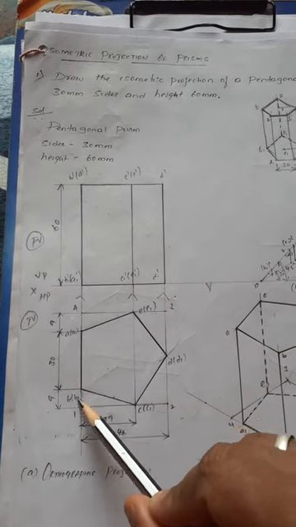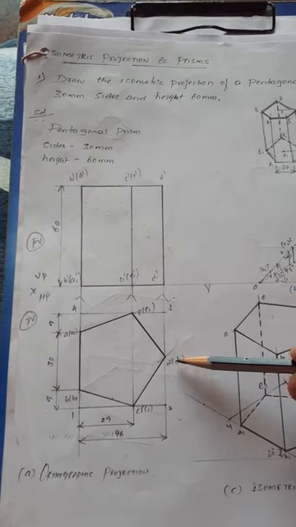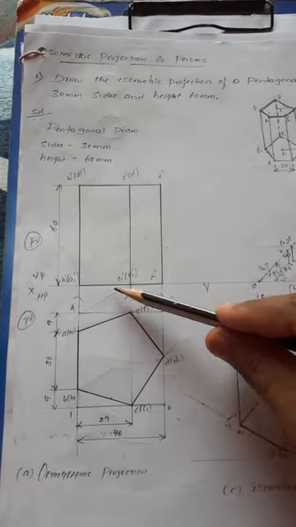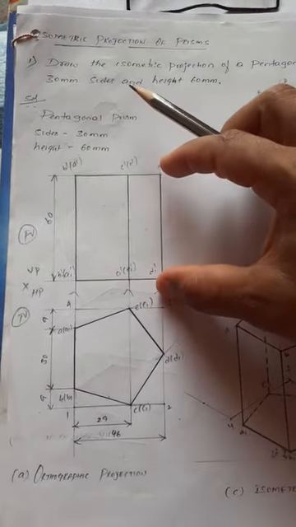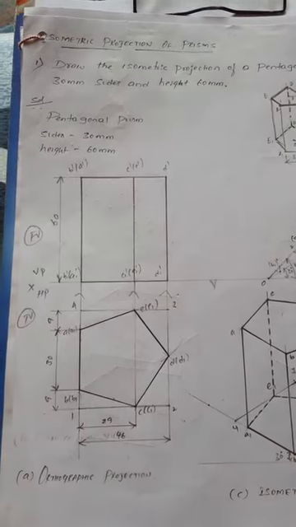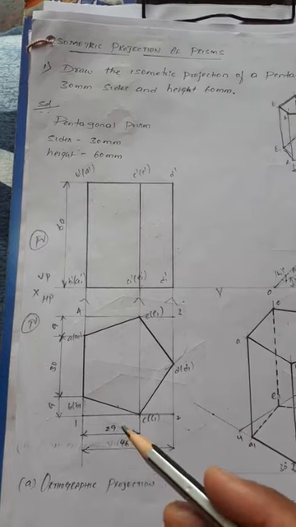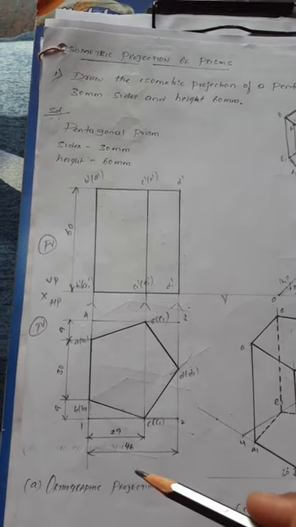B1 visible, B1 dash visible, A1 dash invisible, C1 dash visible, E1 dash invisible, D1 dash visible. These are bottom face corners or base corners. Similarly for the top face corners, how much length did you measure here? 60 mm, right? Already we know the construction of this one, in the first position of orthographic projection of solids.